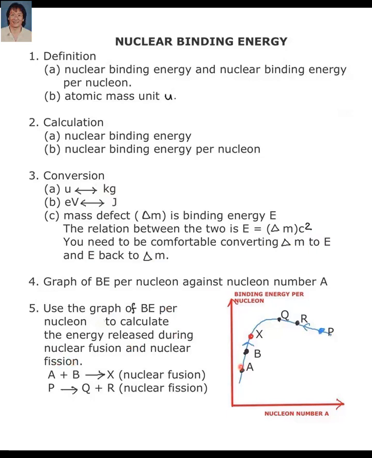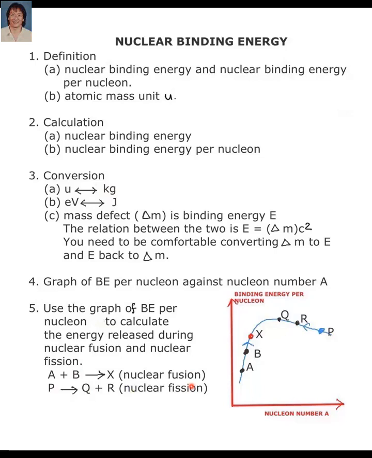When A and B combine to form X, A and B are two smaller nuclei. X is a bigger nucleus. That's a nuclear fusion reaction. It releases energy from the graph. And then when P is a heavy nucleus containing many protons and neutrons, it's split to form Q and R, which are two lighter and smaller nuclei. That's nuclear fission. Energy is also released.